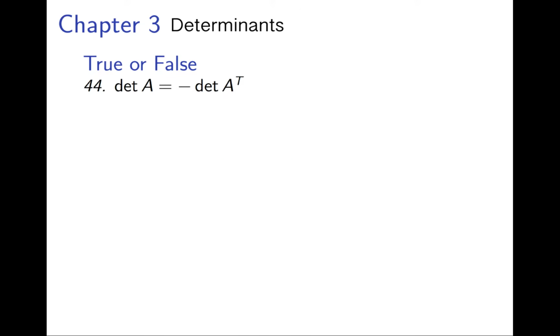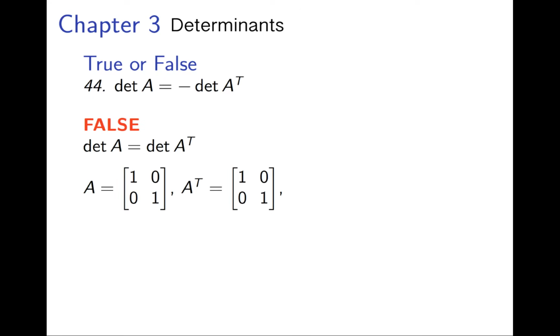Number 44. The determinant of A is equal to negative the determinant of A transpose. Let's take a guess. False. How do we do it? We write out an example. Again, it's probably best to start with the identity matrix as an example. We take A to be identity, 1, 0, 0, 1. Oh, look, it's its own transpose.